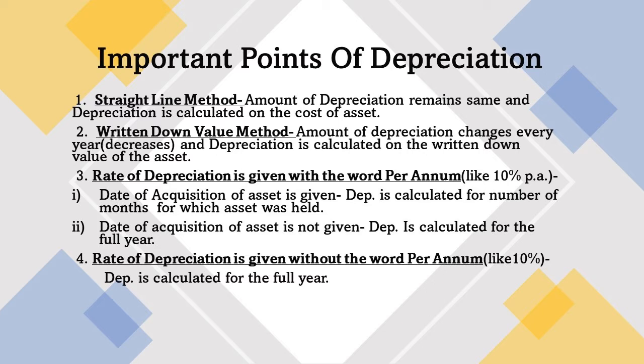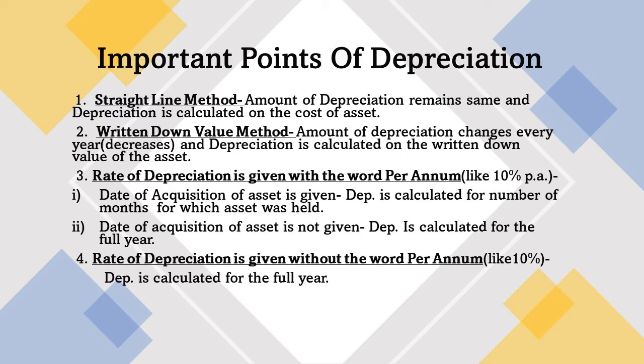And again, for better understanding of these two points, you can check my previous video where I have explained these concepts elaborately. Now third is, when the rate of depreciation is given with the words per annum. Pay attention here, it is very important. If the rate of depreciation is given as 10% p.a. or per annum, then depreciation is charged for the exact number of months for which the asset was owned by the business. So here the date of acquisition or purchase of the asset is very important.